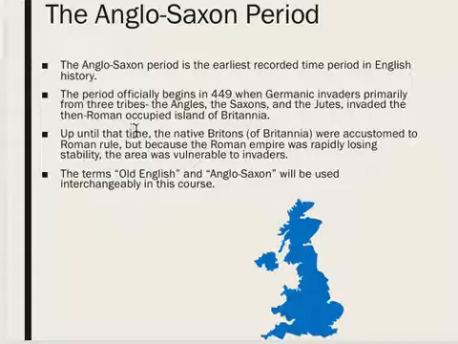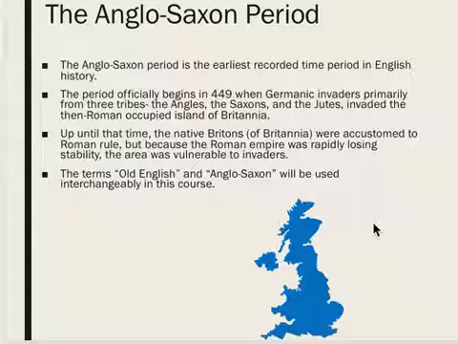The period officially begins in 449 when Germanic invaders, primarily from three tribes, the Angles, the Saxons, and the Jutes, invaded the then Roman-occupied island of Britannia. Up until that time, the native Britons of Britannia were accustomed to Roman rule, but because the Roman Empire was rapidly losing stability, the area was vulnerable to invaders.